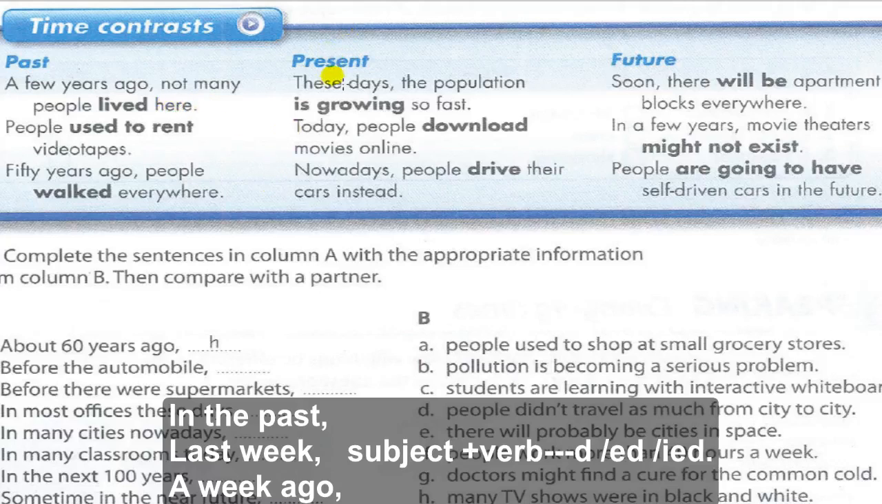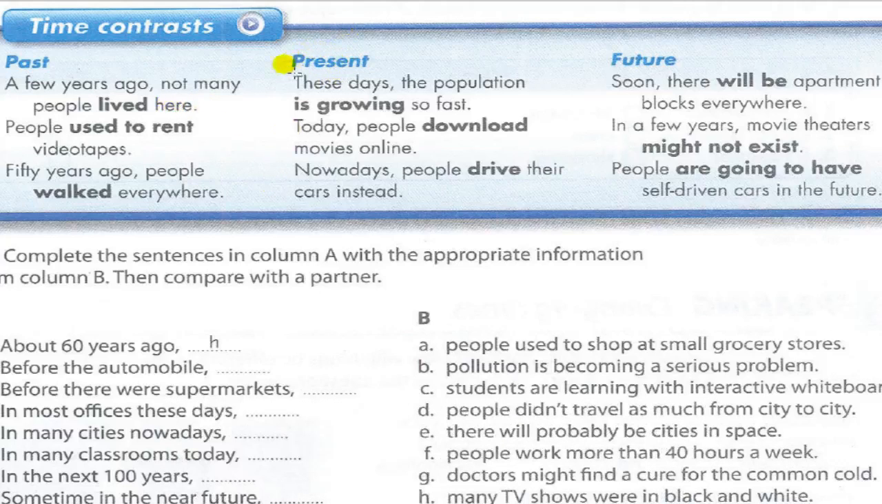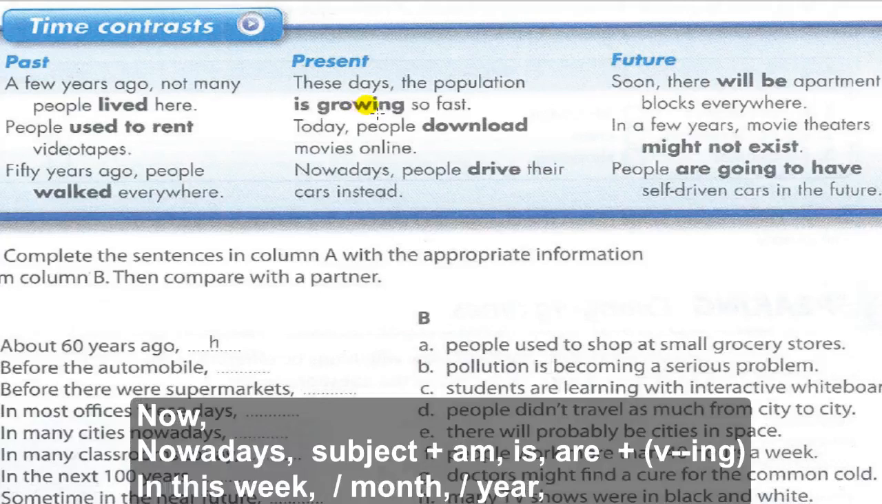Present. To make a sentence in the present, you can use the present continuous. Present continuous: now, nowadays, in this month, in this week, in this year. So these days the population is growing so fast. So I can use what? Subject, am, is, are, verb plus ing.